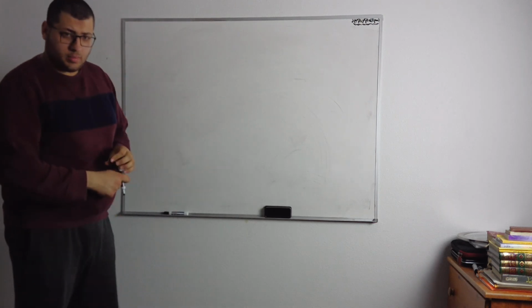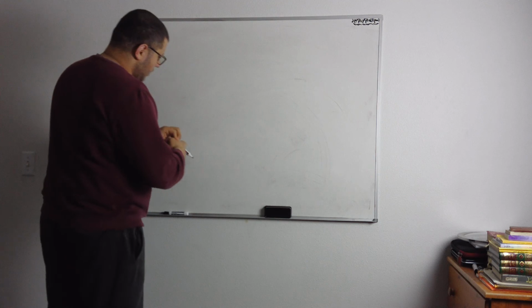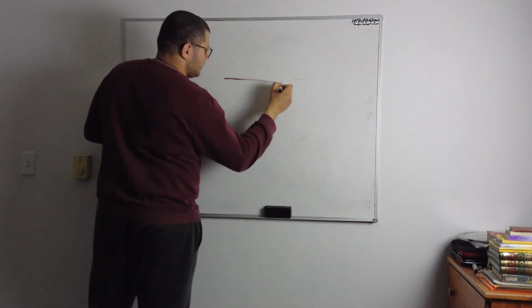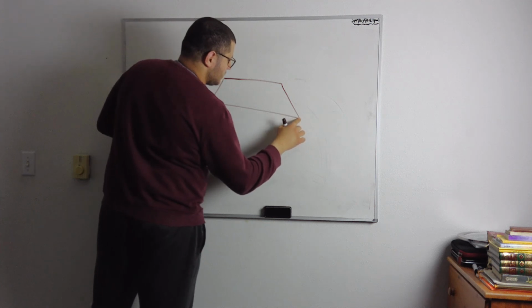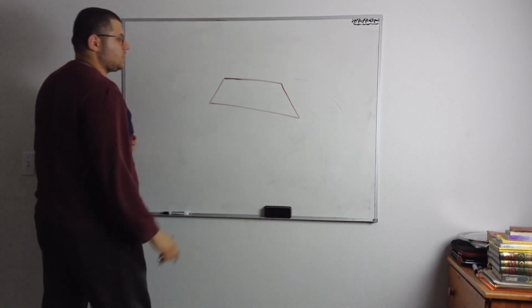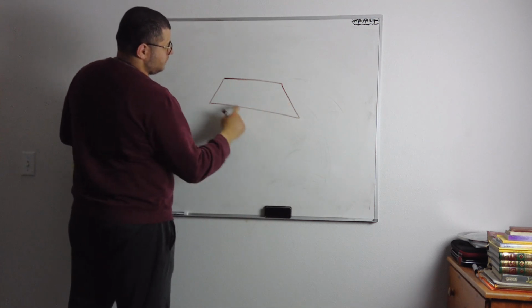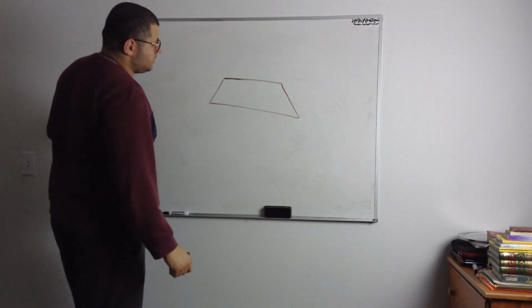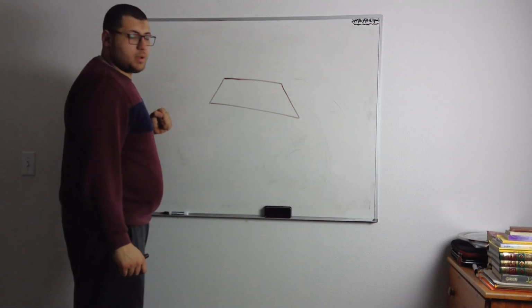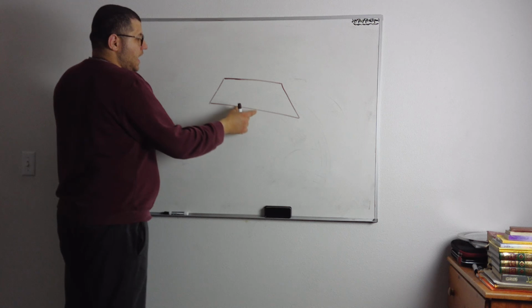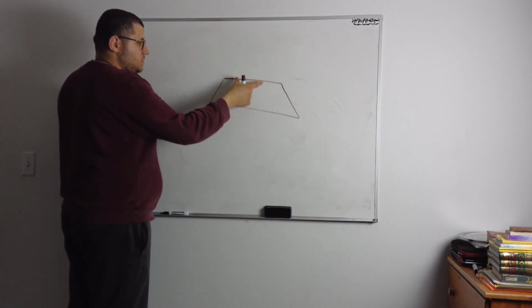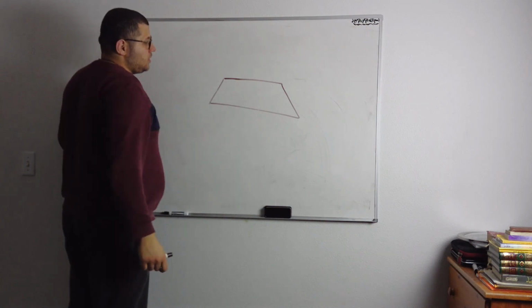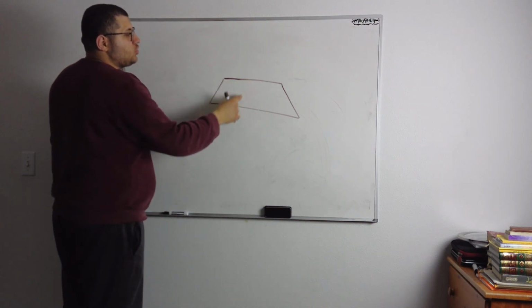How does a trapezoid look? A trapezoid is a quadrilateral. What does a quadrilateral mean? Quadrilateral means a four-sided shape. A shape with four sides. 1, 2, 3, 4. And the thing about a trapezoid is that it has two bases. It has this base and this base. Two base sides. One of the bases is shorter than the other.